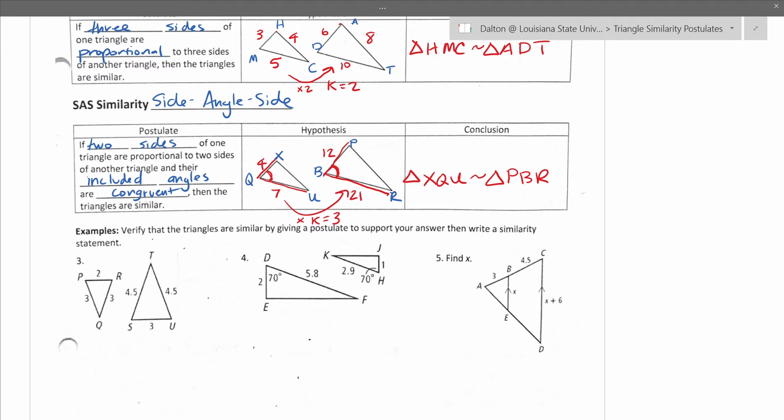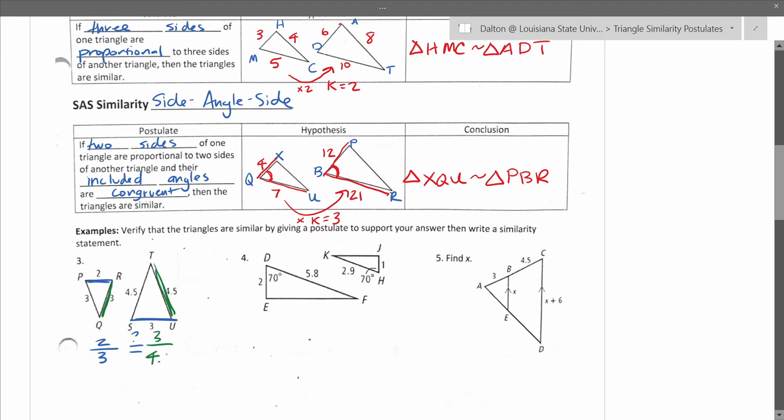So I'm going to set up a proportion. You can pick any number you want. I'm going to do little triangle to big triangle. So let's see, 2 corresponds with 3. So I'm going to set up 2 over 3. And I want to know, does that ratio equal the other ratio, which must be 3 to 4.5.